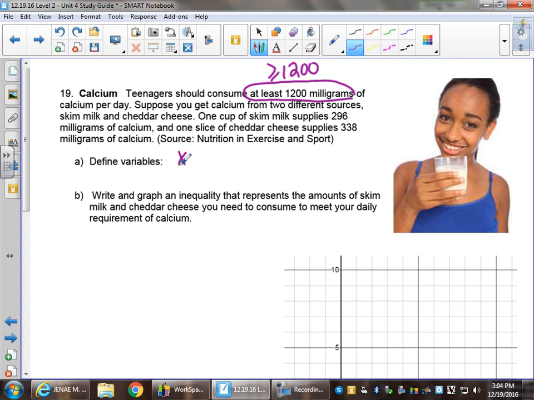Now again, let's say, I'm not really sure how to define these variables. Well, keep reading. Write and graph an inequality that represents the amount of skim milk, and that's being measured in cups. So X will be number of cups of skim milk. And then Y, number of slices of cheddar cheese.